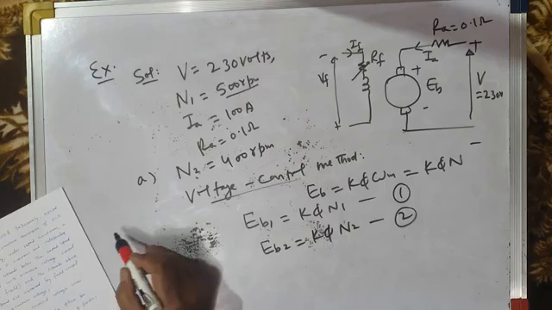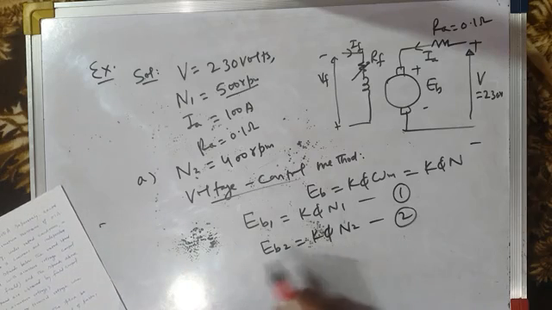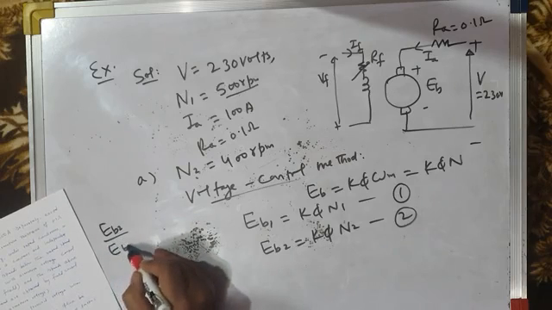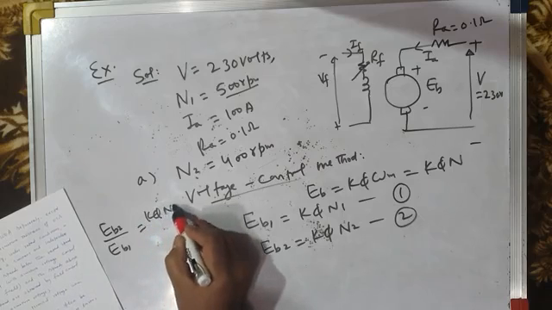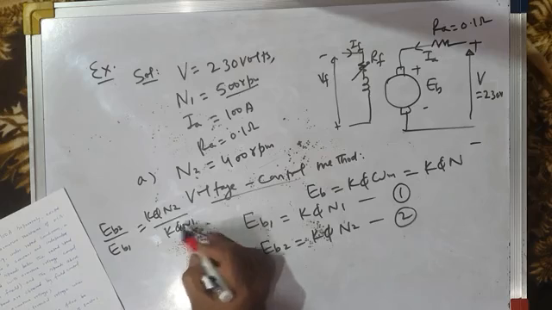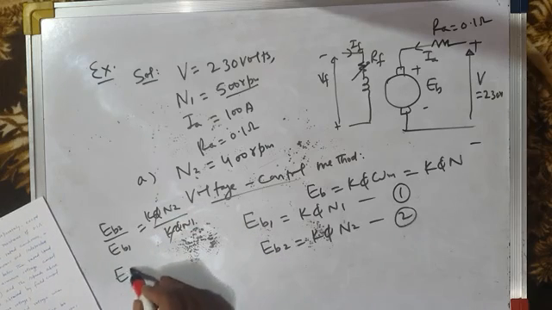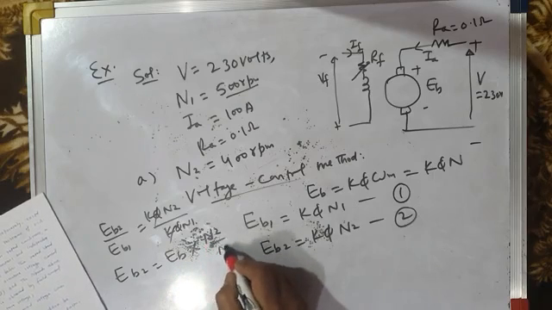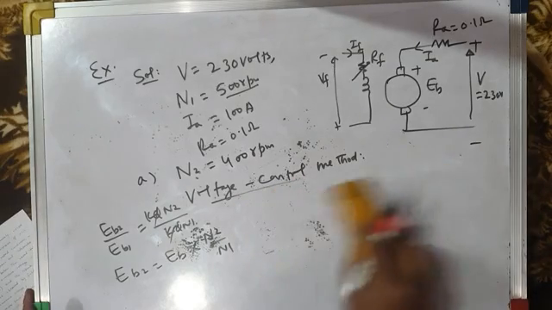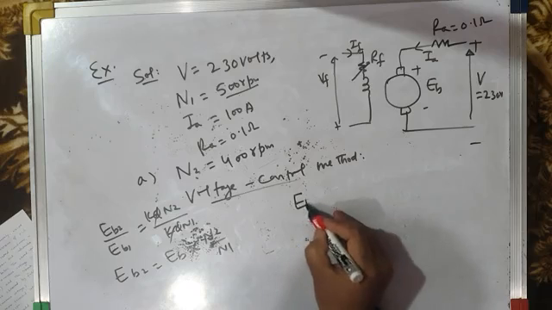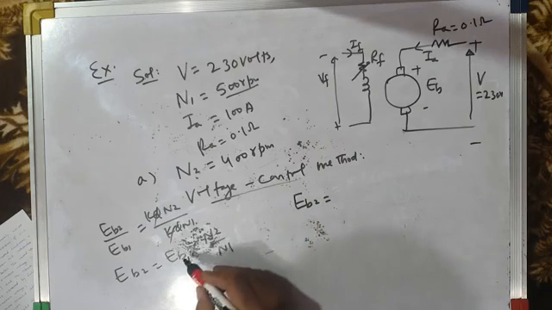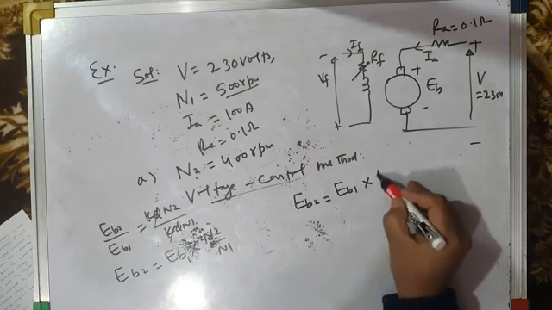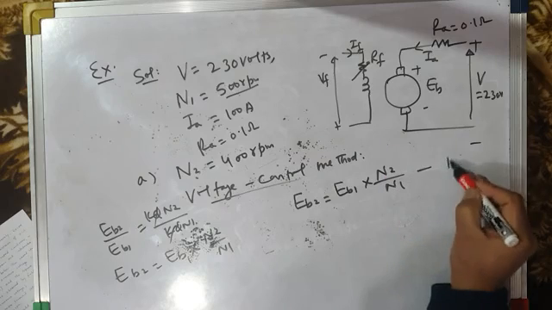Dividing equation 2 by equation 1, you will get EB2 by EB1 is equal to K phi N2 by K phi N1. K phi and K phi cancel. So this will give you EB2 is equal to EB1 times N2 by N1. That means the new back EMF at reduced speed is equal to the original back EMF, which we have to find, times N2 by N1. Call this equation 3.